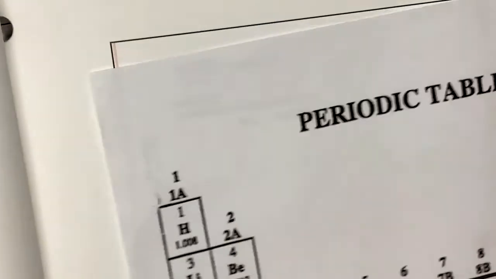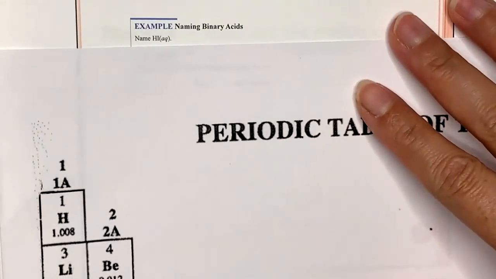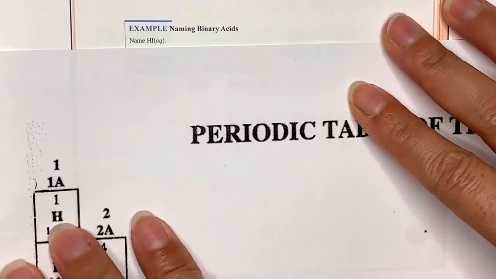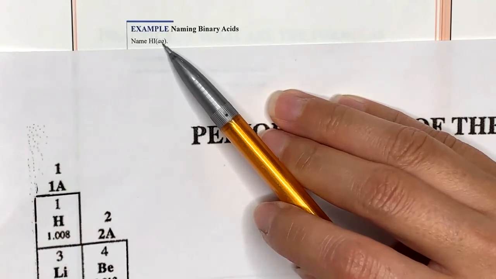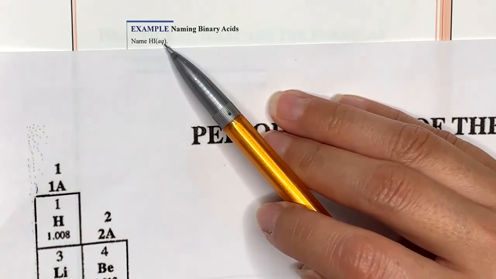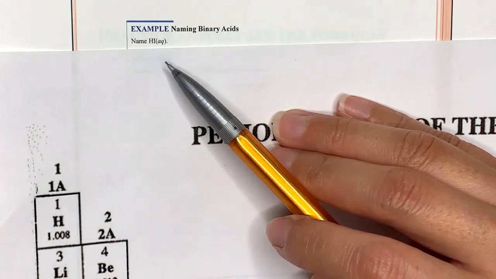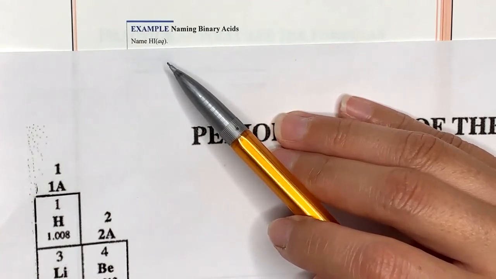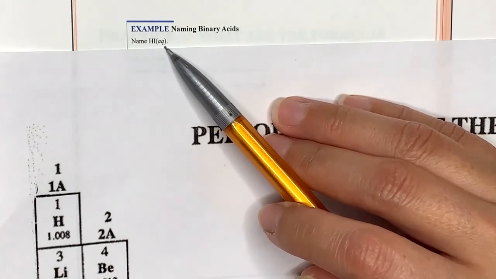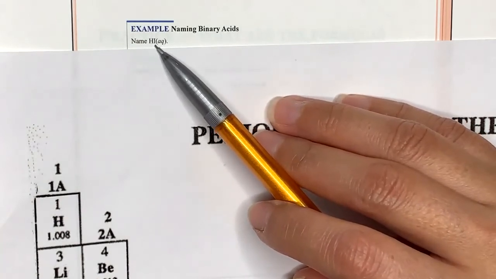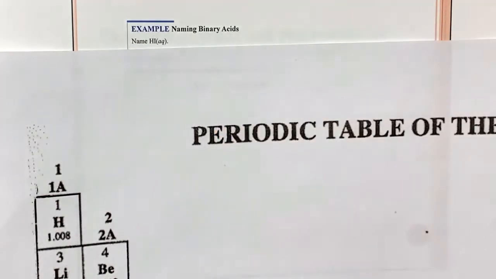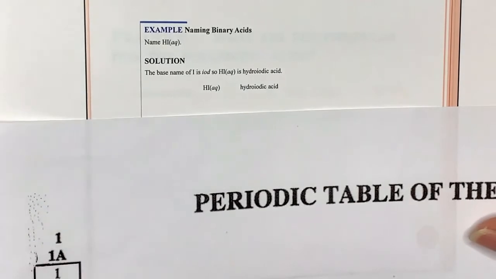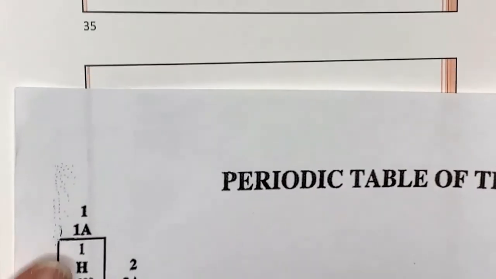Okay, don't look at the answers yet. Let me cover it up. What's the name of this guy? HI. So another trick to naming acids is make sure your compound has aq behind it. aq means aqueous, means it's dissolved in water. The only way something can become an acid is if it's dissolved in water. Okay? So HI aqueous will be a binary acid because it's H and something that doesn't have oxygen. So it's hydroiodic acid. Okay? Right there. Okay, so let's do another one.